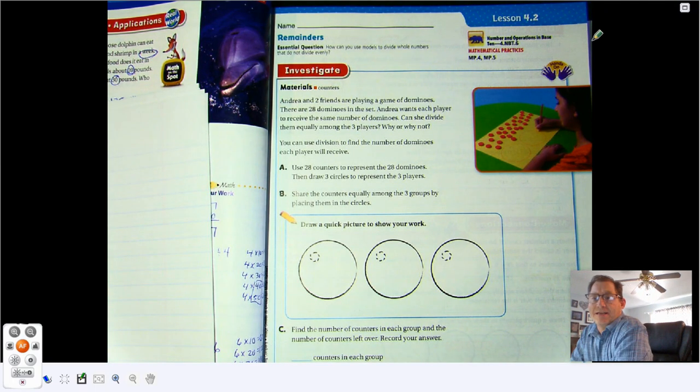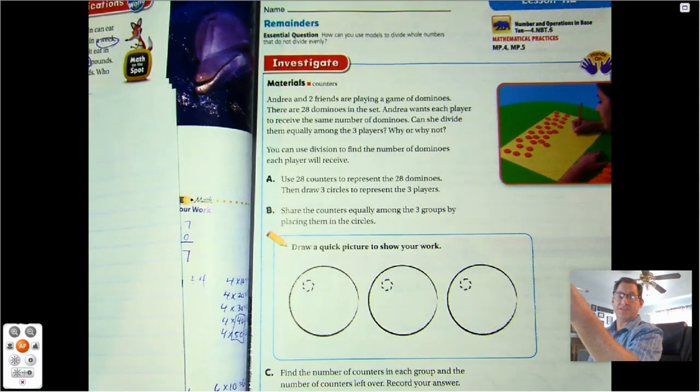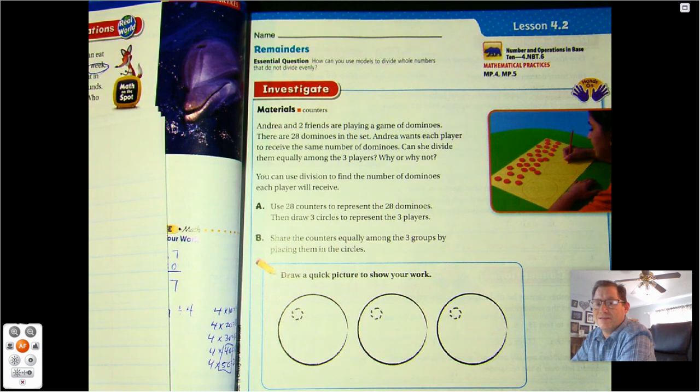Hello, today's lesson 4.2 is titled Remainders. And so we're going to continue our discussion about division. And so let's look at the investigating materials. So it says materials: use counters. Well, if you don't have the little fancy red and yellow counters, you can really use anything as a counter.